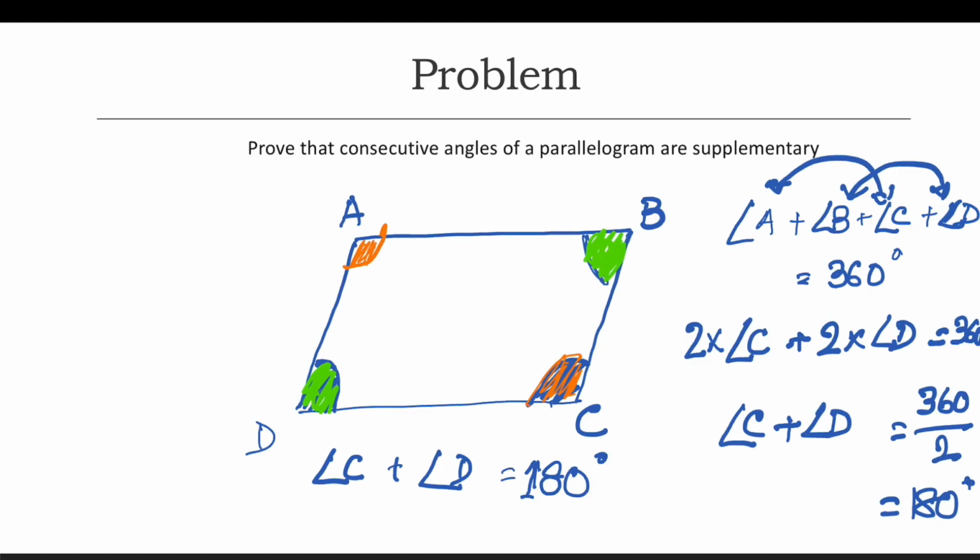So it's a very easy sum. The consecutive angles of a parallelogram are supplementary. All four angles sum to 360 degrees, opposite angles are equal, so by default the sum of two consecutive angles will be 180.